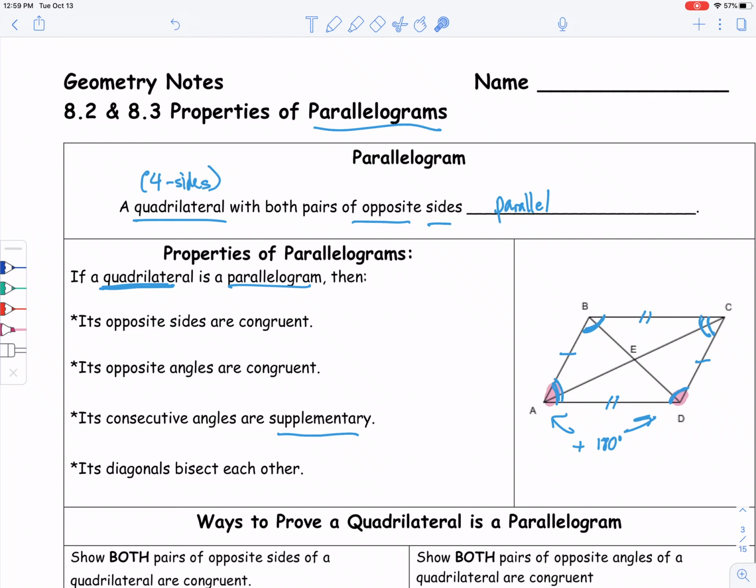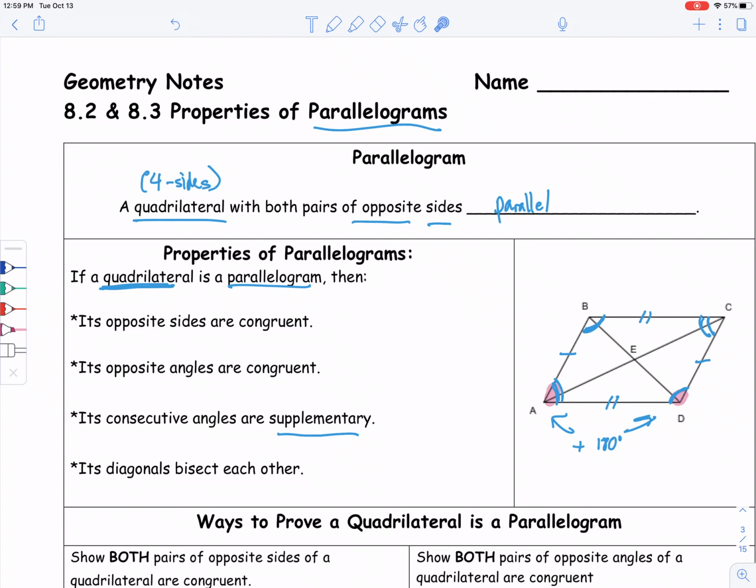So we've talked about diagonals last video. Here we're talking about the diagonals going across each other. So each of these diagonals will bisect each other, meaning they will each be split into equal parts. So you can see which ones are congruent to each other. This side or segment will be congruent to this segment. BE will be congruent to ED. So these are all the properties of a parallelogram.